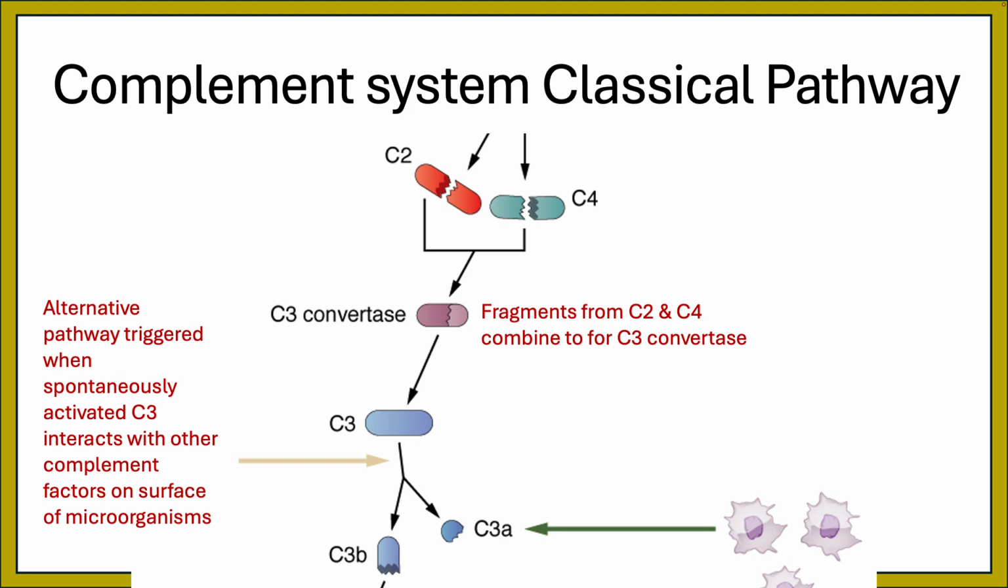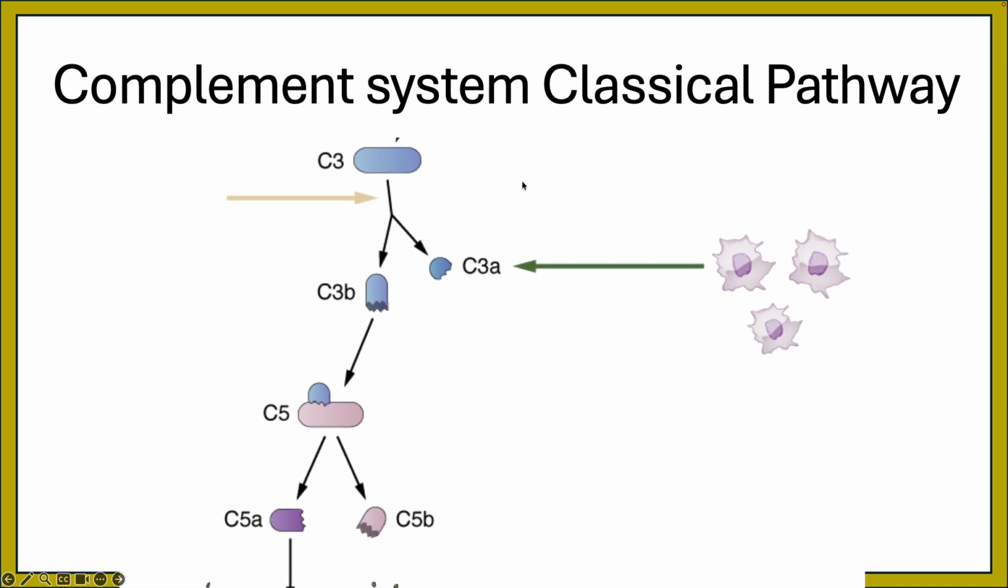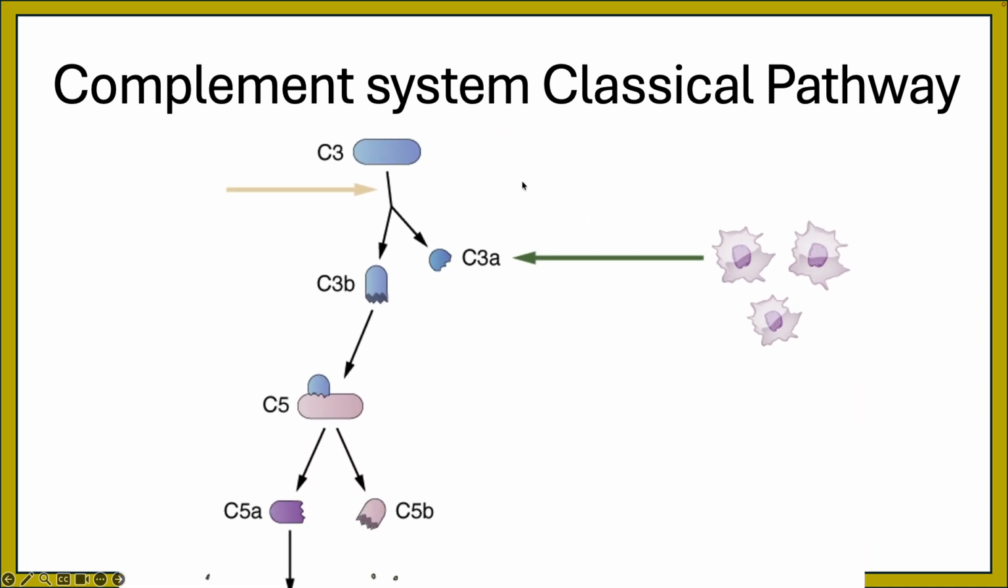Now, the alternative pathway is going to be triggered when spontaneously active C3 interacts with other complement factors on the pathogen surface. So everything after this is common in the classical pathway as well as the alternative pathway. It's just that the alternative pathway does not require antibodies while the classical pathway does. All right, so now really I should just take the classical pathway off the top here, since it is both pathways that are being shared.